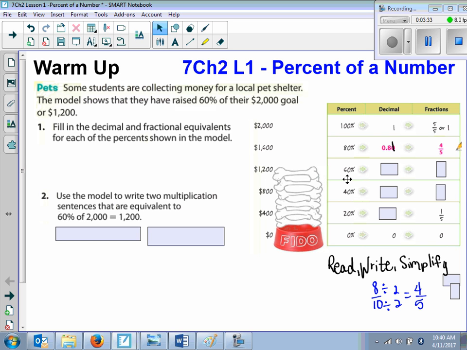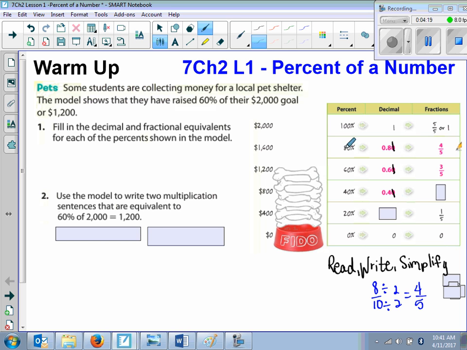So you're going to read it, you're going to write it, you're going to simplify it. So 60% as a decimal would be what? 0.6, right? Then if I'm going to read that correctly, how do I read that? 6/10. So 6/10, if I simplify that, becomes 3/5. Very good. You see how easy that is? Okay. So 40% would be 0.4. It's actually 0.40, but that's the insignificant zero, so that's going to be 0.4, which is 4/10, which simplifies to 2/5. Is everybody clear how we're doing this?